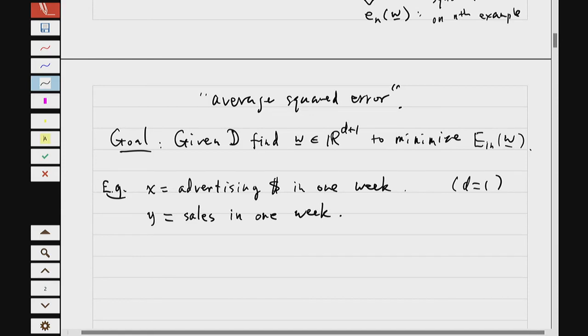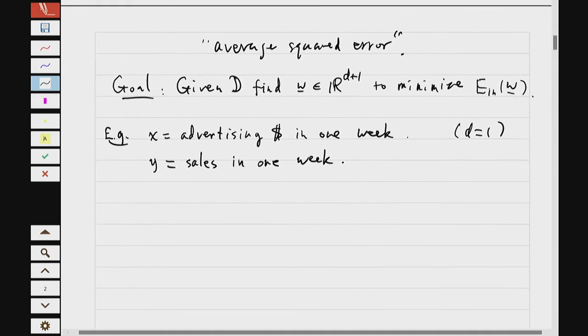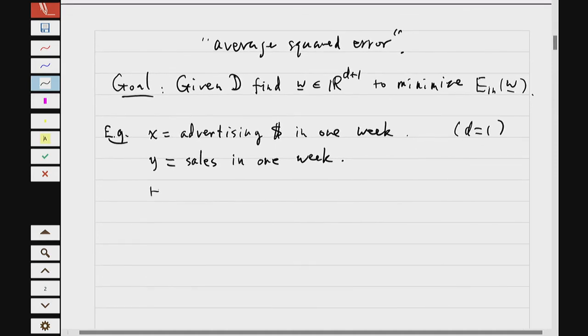So you put in some money for advertising, and then you observe how much sales you make in that week. That's why sales is your output, and advertising money is the input. And of course, you can collect information over time, so you have some historical data.